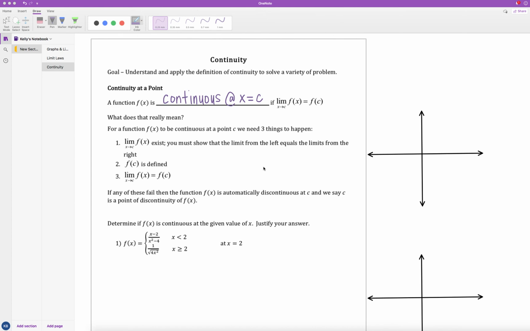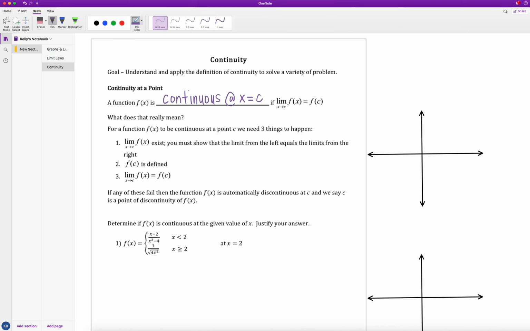We will learn about the definition of continuity and how to apply that to solve a variety of problems. We say that a function f of x is continuous at x equals c, where c is some x value that we're choosing, if the limit as x approaches c of f of x is equal to f of c.